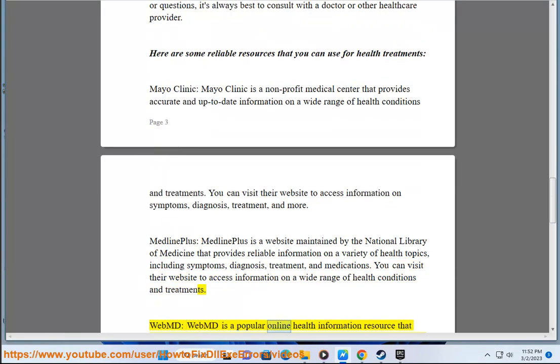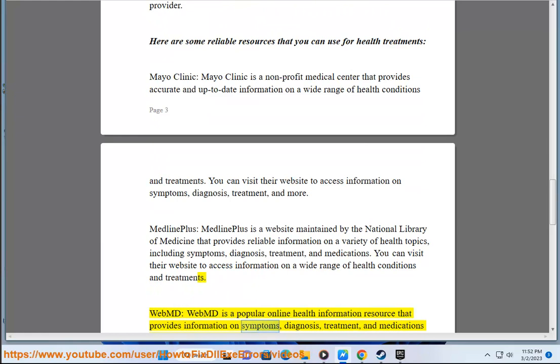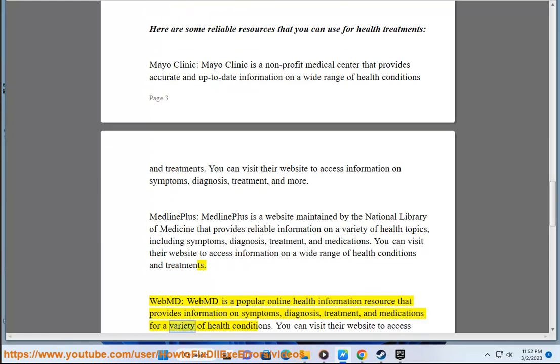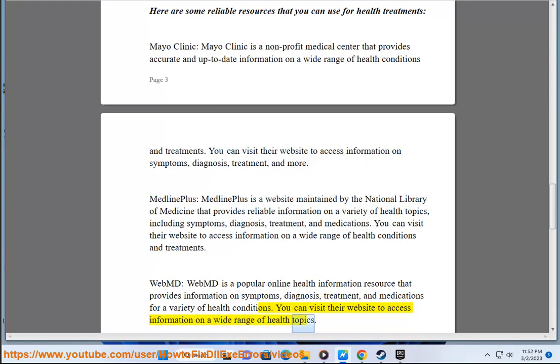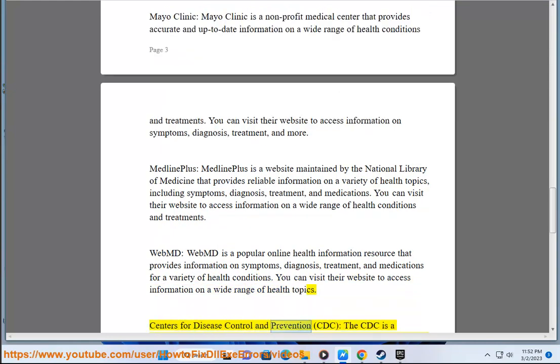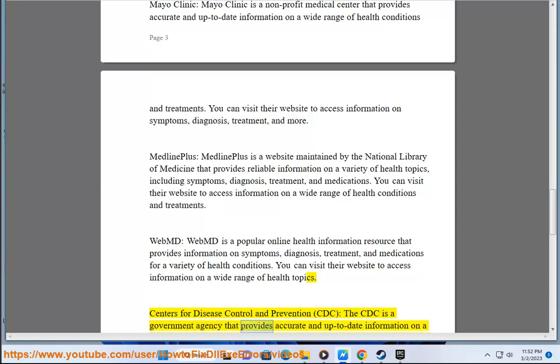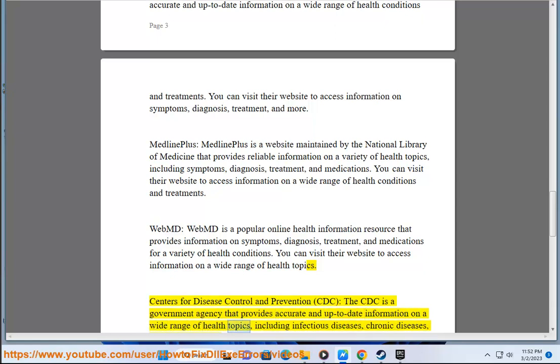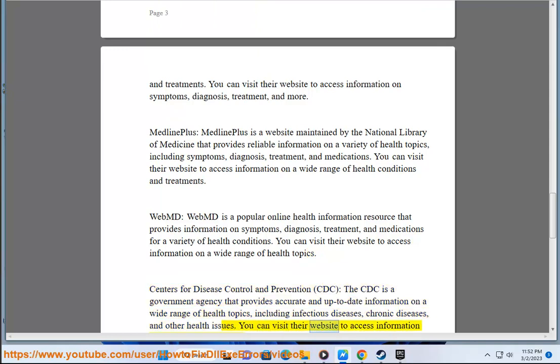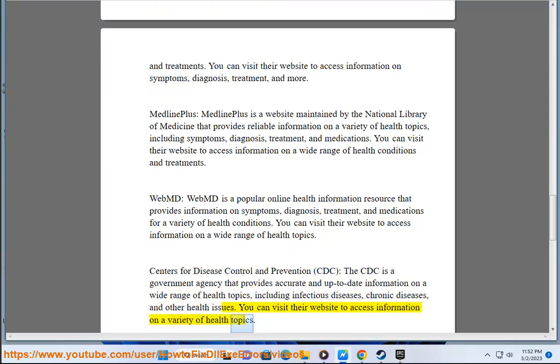WebMD. WebMD is a popular online health information resource that provides information on symptoms, diagnosis, treatment, and medications for a variety of health conditions. You can visit their website to access information on a wide range of health topics. Centers for Disease Control and Prevention, CDC. The CDC is a government agency that provides accurate and up-to-date information on a wide range of health topics, including infectious diseases, chronic diseases, and other health issues. You can visit their website to access information on a variety of health topics.